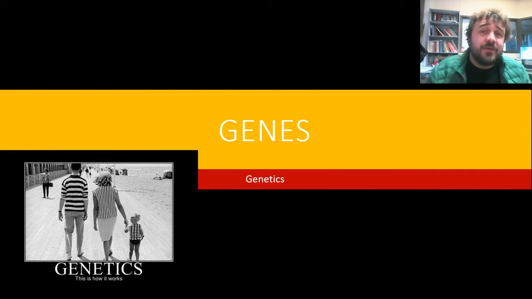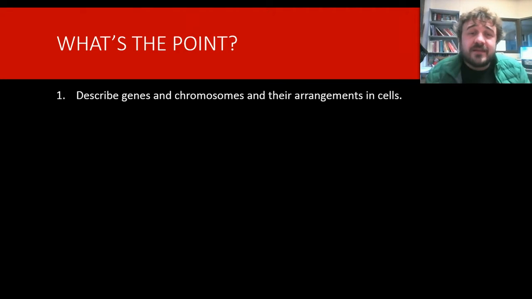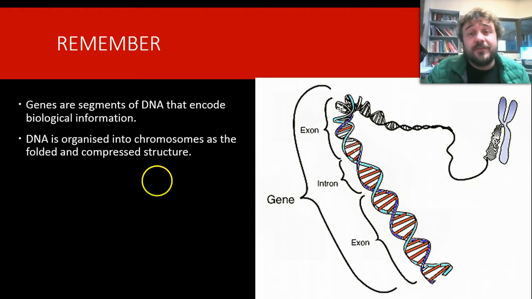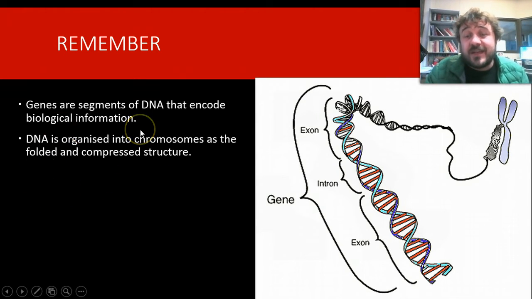Alright, geneticists, so now we're going to get into it a bit, and we're going to talk about what genes are. Basically, by the end of this, you want to be able to describe what a gene is, what chromosomes are, and how they're arranged within the cells. So, you need to remember that genes are segments of DNA that encode biological information. And the DNA is organized into chromosomes so that it can be folded and compressed so it takes up less space.